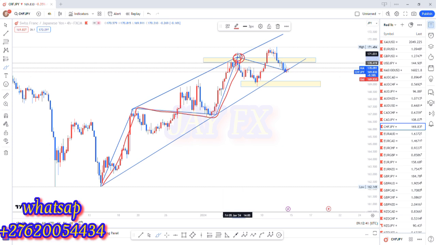Let's call it strong resistance. For that time it pretended to create strong resistance, so the market went down. What we were expecting here was for the market to come and touch the trend line for a third time, so we can expect a breakout. Now the market didn't touch the trend line for a third time, it went back up.